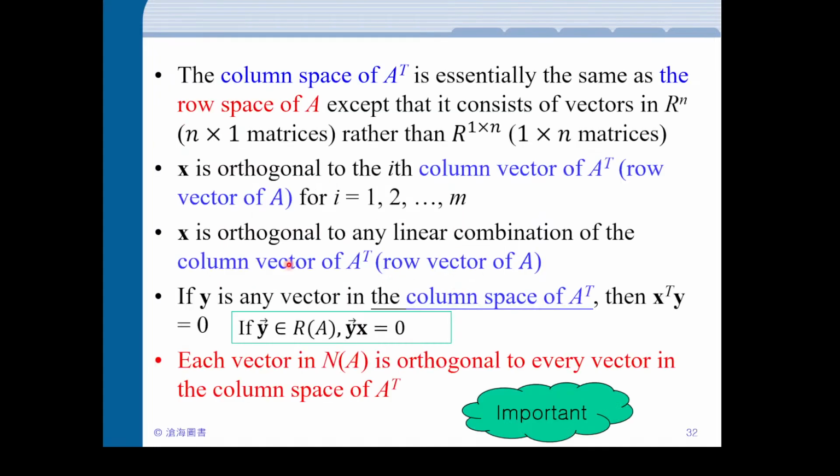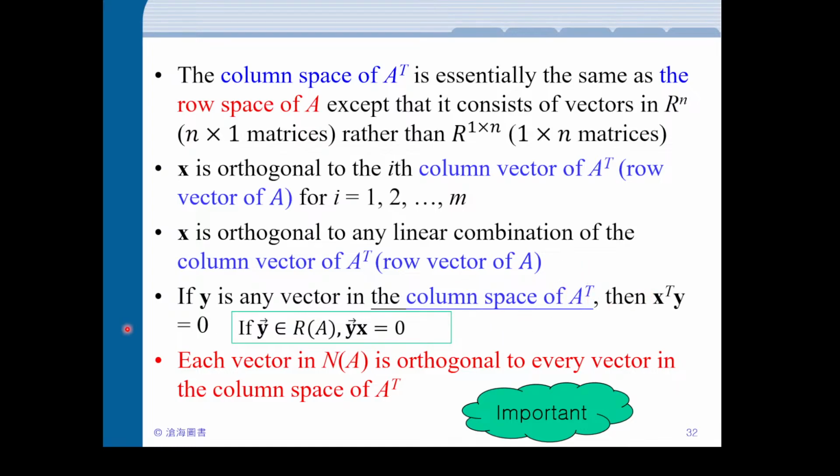That means anything in the row space of A is orthogonal to x. And here we have more precise notation. So we have y, which is actually a row vector in R of A. Then because y is already a row vector, y times x equal to 0. So this is what it means: anything in the row space of A, or column space of A transpose, is orthogonal to x.